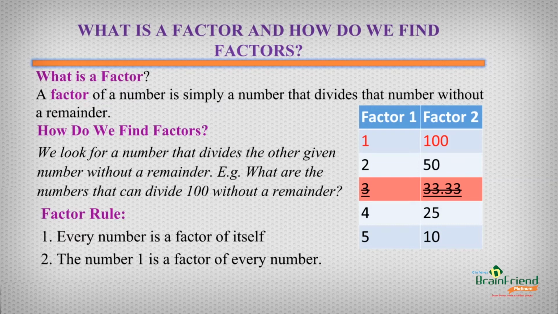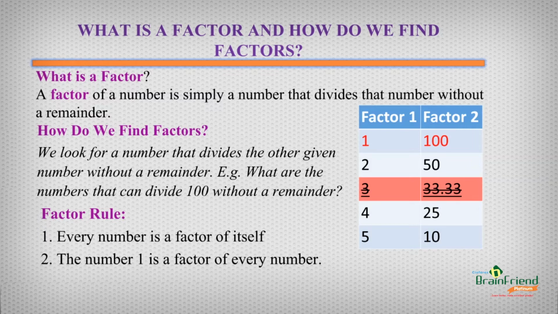Before we go ahead to find these factors, first of all, let's understand what a factor is and how we find them. What is actually a factor? A factor of a number is simply a number that divides that number without a remainder. I've repeated the term number, right? Don't get confused. We'll look at it now. How do we find the factors? We look for a number that divides the other given number without a remainder.